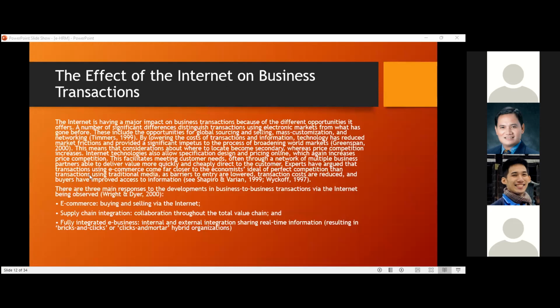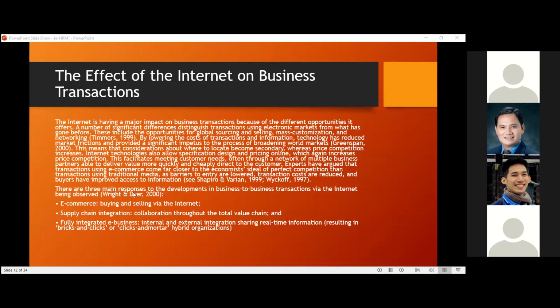Experts have argued that transactions using e-commerce come far closer to the economy's ideal of perfect competition than transactions using traditional media, as barriers to entry are lowered, transaction costs are reduced, and buyers have improved access to information.